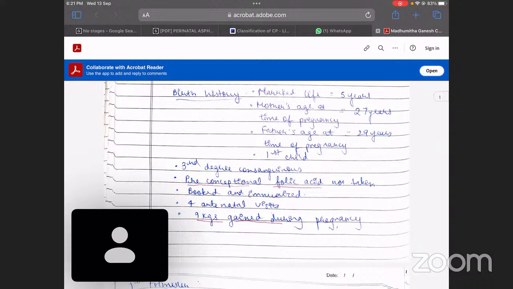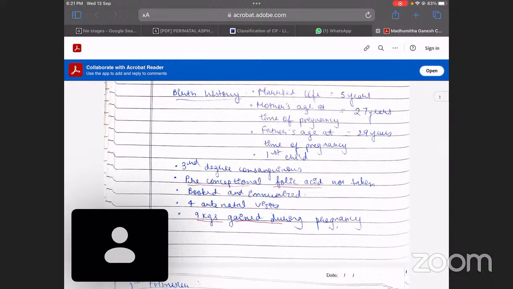Booked pregnancy means she is registered under the hospital, and she has to come for a certain number of antenatal visits, at least 3 to 4. What is the minimum antenatal visits? Very good. According to WHO, this would be a minimum of 4 visits.